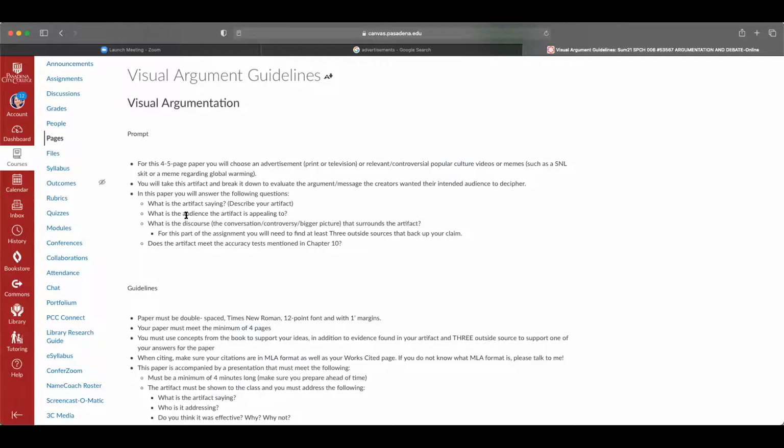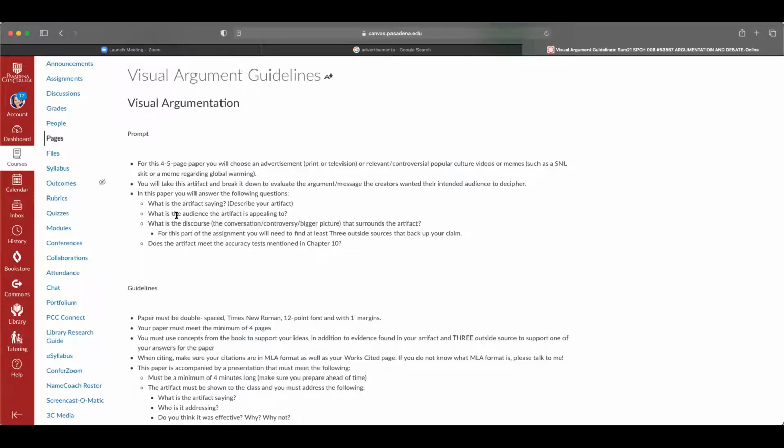So the first part of your essay should be you describing to me what your visual is, like what it looks like, the positioning, who is in it, what is the product they're trying to sell, the background, all of that. Explain to me what your visual looks like. So that's what the first question is. First thing that you're going to be doing in your paper is describing the artifact or your visual, like what is your visual, what's going on in it.